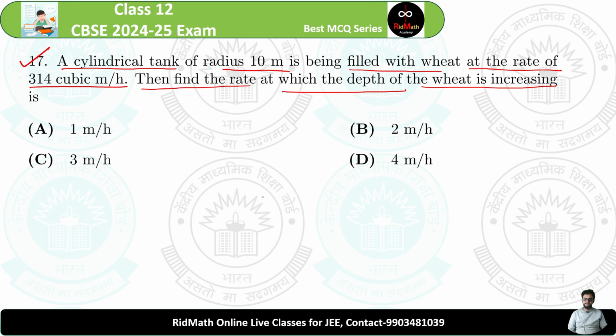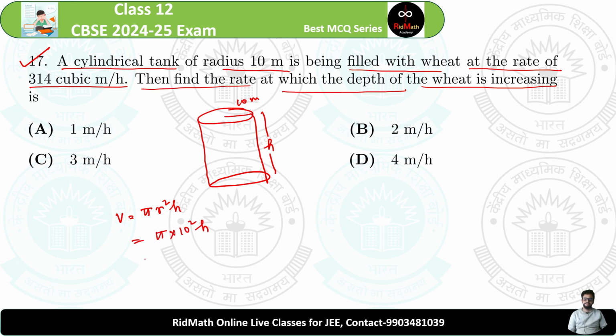There is a cylindrical tank. This is the cylindrical tank. Now this tank has a radius of 10 meter. So what is its volume? Volume is pi r square h, where we are taking this as h. So volume is pi into 10 square h, that means 100 pi h.